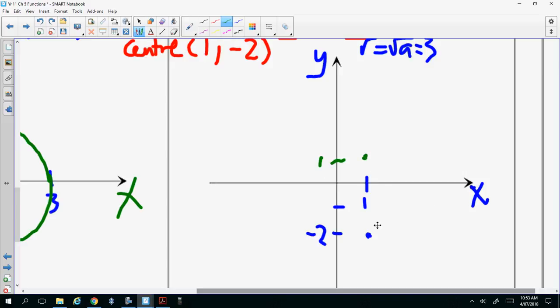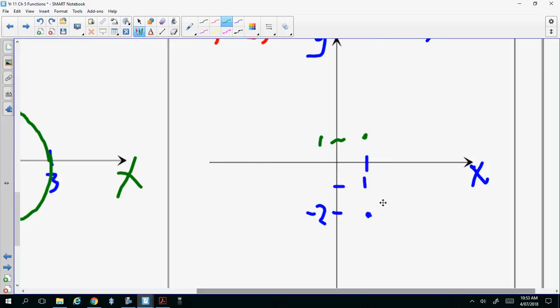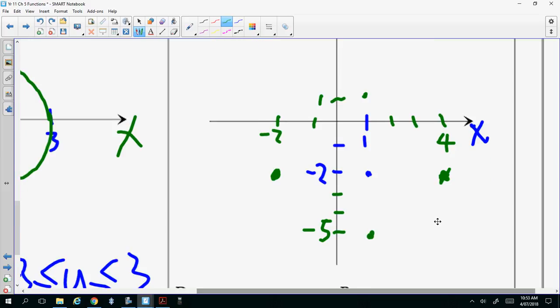1, 2, 3, and go right 3 steps. 1, 2, 3, which is 4. A dot here. Go left 3 steps. 1, 2, 3. I think it's over here, which is -2. Go down 3 steps. 1, 2, 3, which is -5. Yes, we get 4 dots, which means we get a circle.